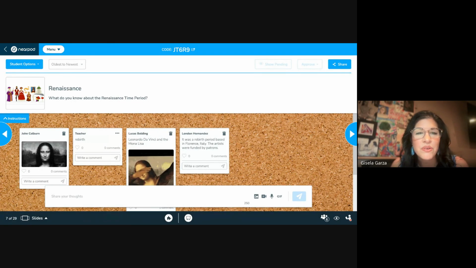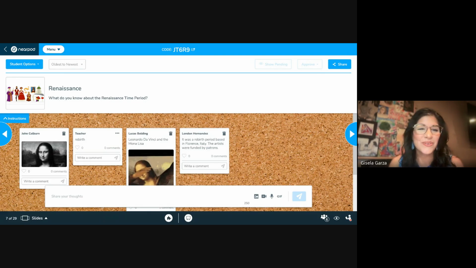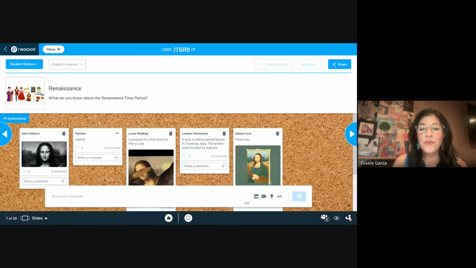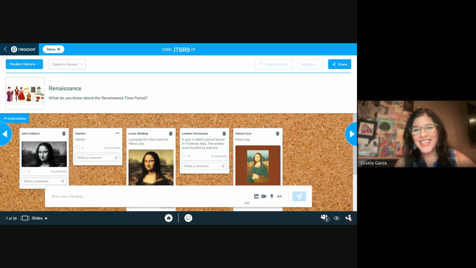It was a rebirth. Yes. The artists were funded by patrons. Yes. Oh my gosh, I want to cry right now because that is so true. Anybody remember one of the richest families, the richest patrons that we had during the Renaissance? Anyone? You, if you're into Legos, go ahead, London. The Medici family. Yay, the Medici family. Great. Yes.